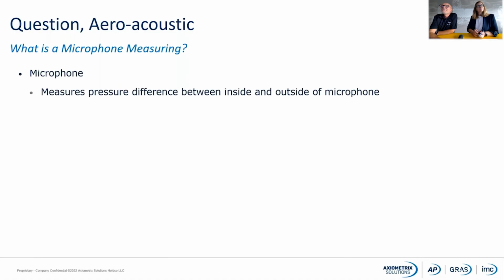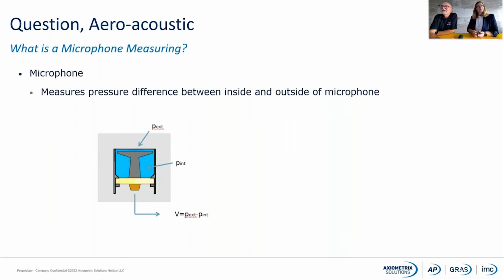What is a measurement microphone measuring? The measurement microphone is actually measuring the pressure difference between the inside of the microphone and the outside of the microphone, like we have it here on the little drawing. We have the pressure outside, actually the pressure on the diaphragm. Then we have the pressure inside the microphone, and the output of the microphone is actually the difference between these two pressures, the pressure inside and outside the microphone.